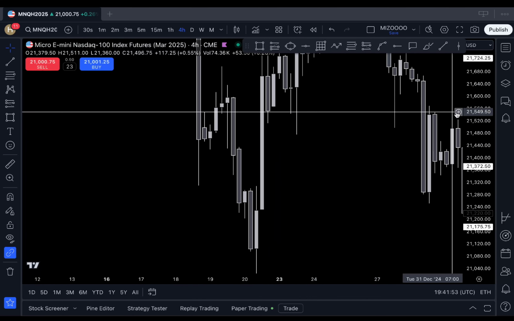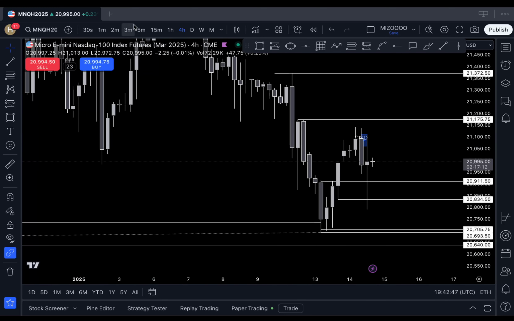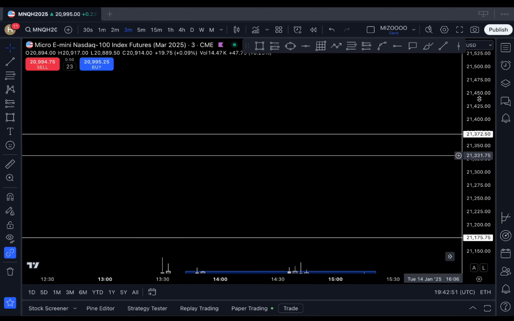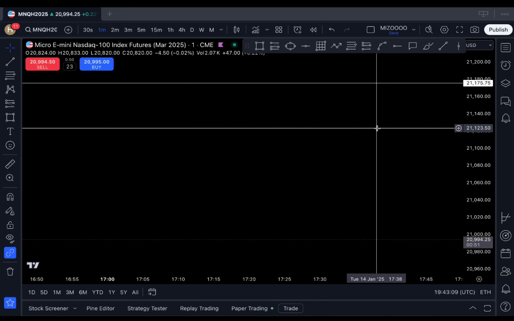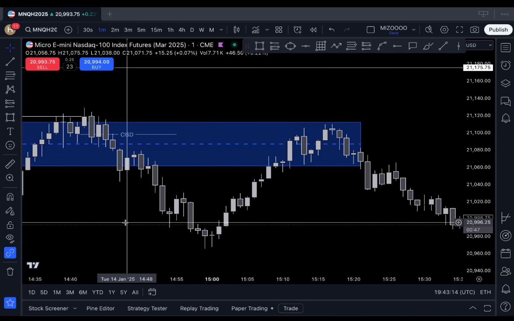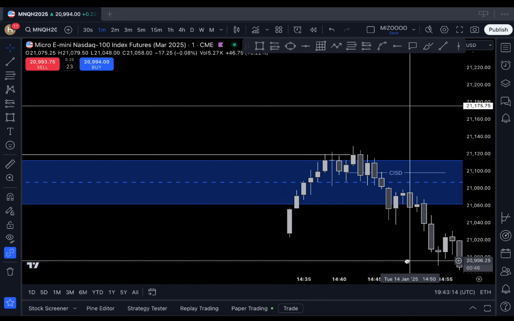So I'll show you some more models here. If we go to a lower time frame, like a 3 minute, we can see here. So this was a trade that I was looking at. We swept this high here. Okay, then we had, on the 1 minute, if we can find it. Then on the 1 minute here, after we create that sweep, we then get a change in state.